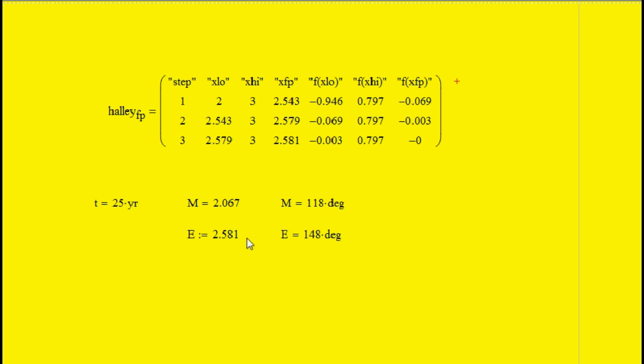Here again is the resulting value of the eccentric anomaly or angle E. In this case, the linear interpolation method required fewer iterations to find the root than did the bisection method. However, it's a mistake to think that that is always the case. Sometimes the bisection method is faster.